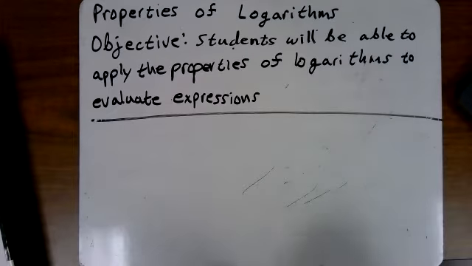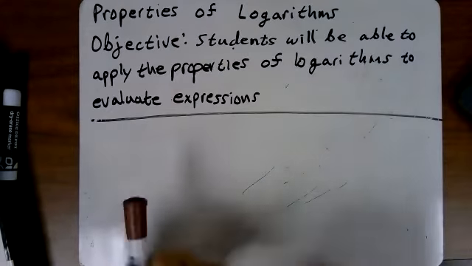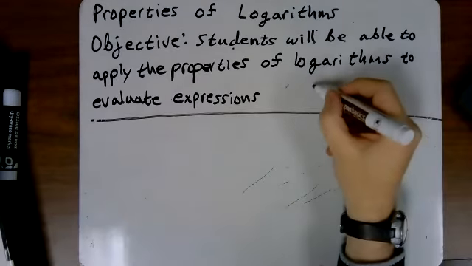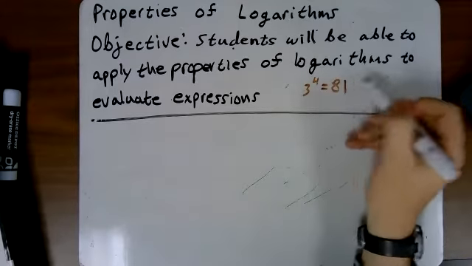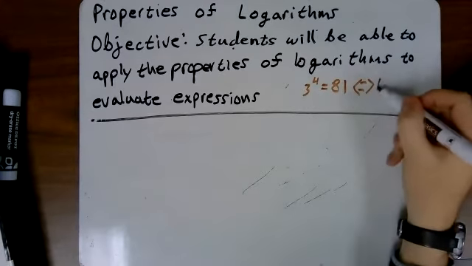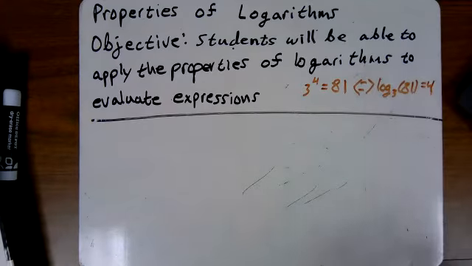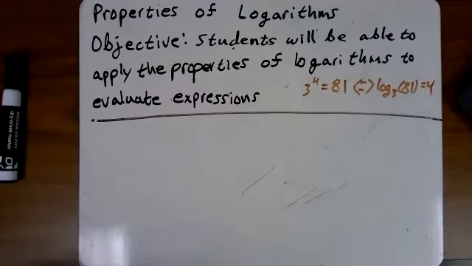Now, the thing to understand about logarithms is that logarithms are fundamentally a rewriting of exponentials, like the exponential, I don't know, let's say 3 to the 4th. This is fundamentally the same statement as log base 3 of 81 equals 4. So logarithms and exponentials are not just closely related. They're not just two different but related things. They're really just two different ways of writing the same thing.